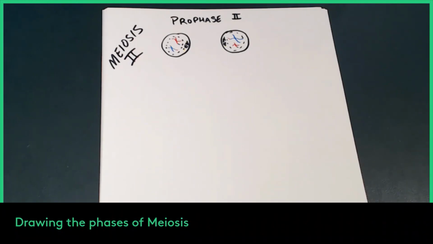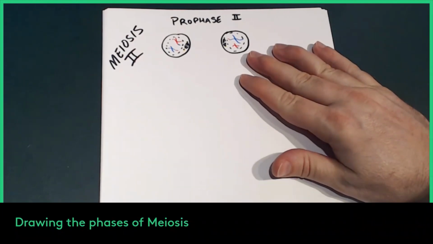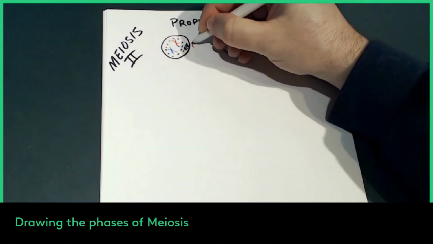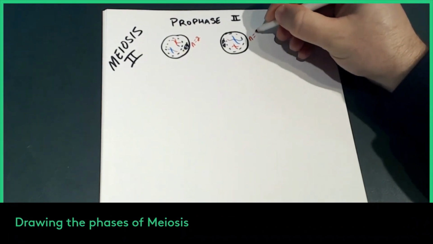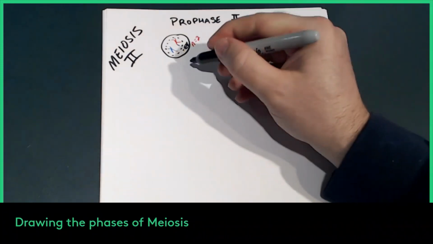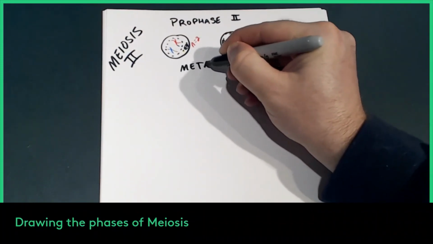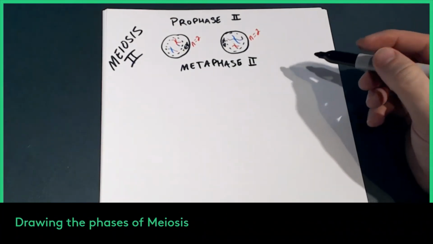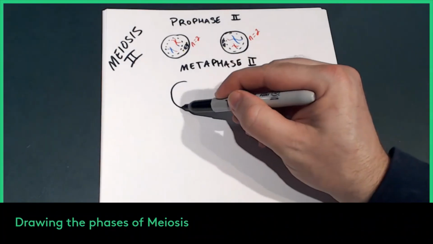Okay, so let's take a look here, and if you think about it, we already started with haploids because these cells are both n equals 2. And if this was a human again, it would be n equals 23. So let's see how we can make true haploids that can be used for sexual reproduction. Okay, so next up, let's do metaphase II. And this is probably pretty obvious to you what's going to happen here.